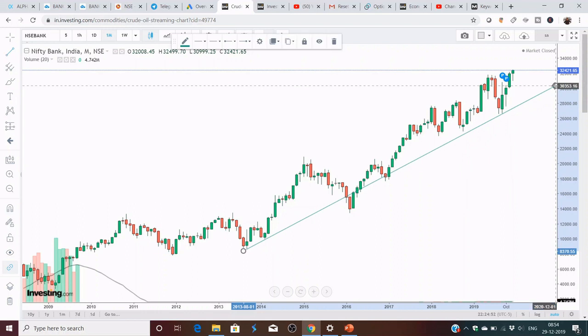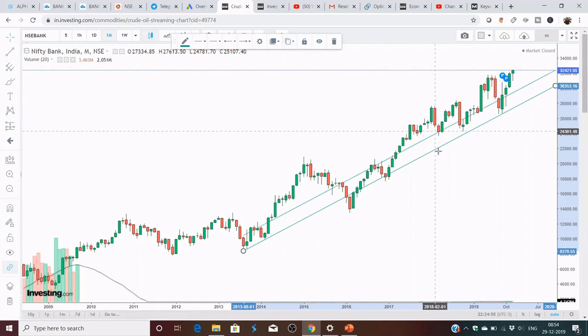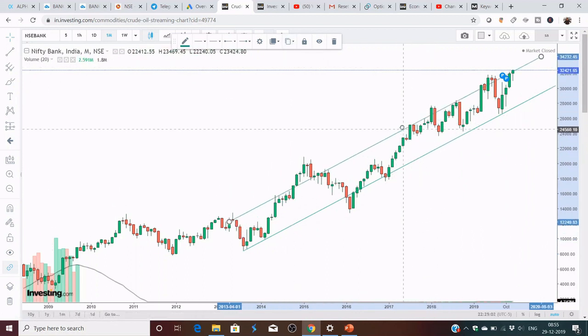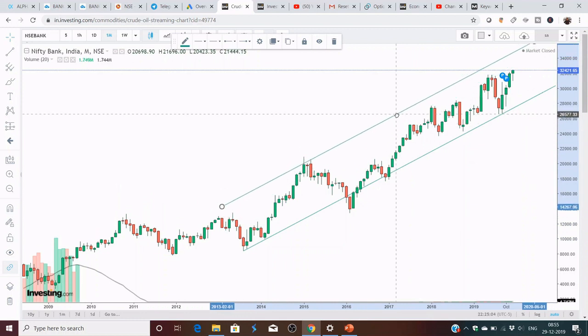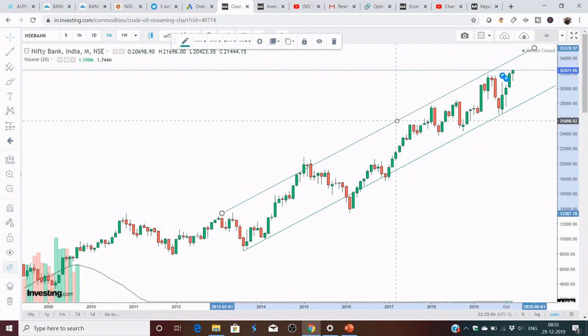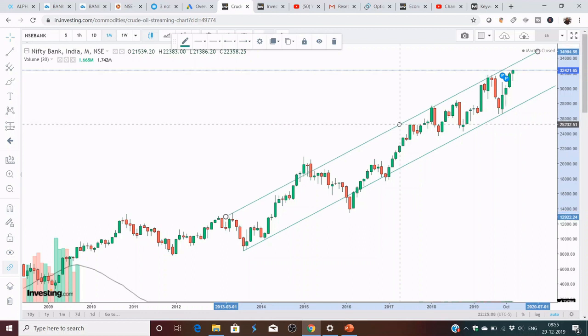Never consider a trend line as one particular line. It's a zone. It's a zone where the price can reverse. So always consider it as a zone. So we're going to clone this now. Always clone the trend line which you have drawn and then try to mark a channel.